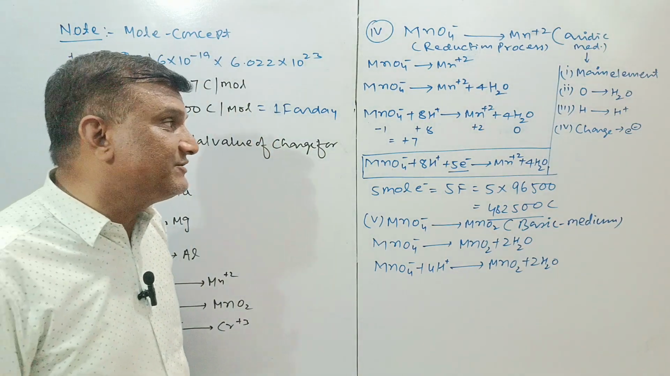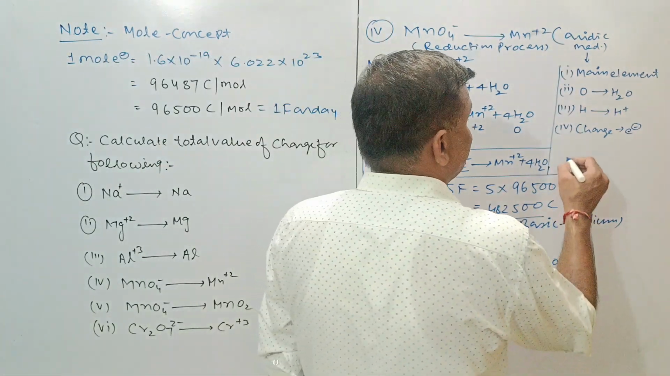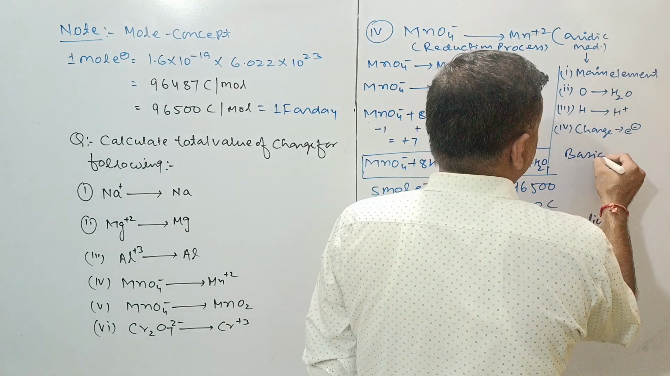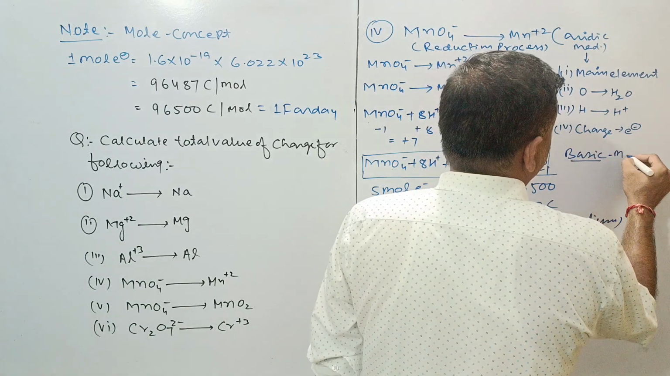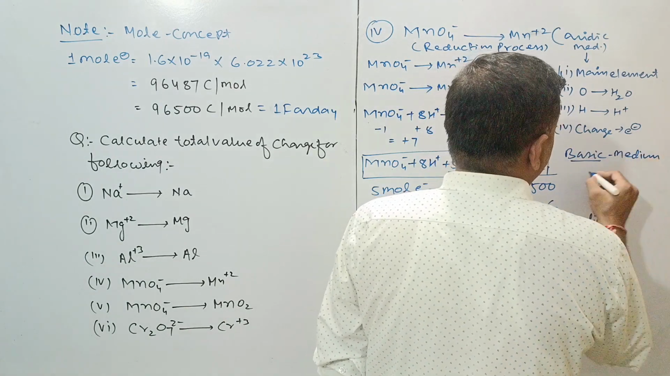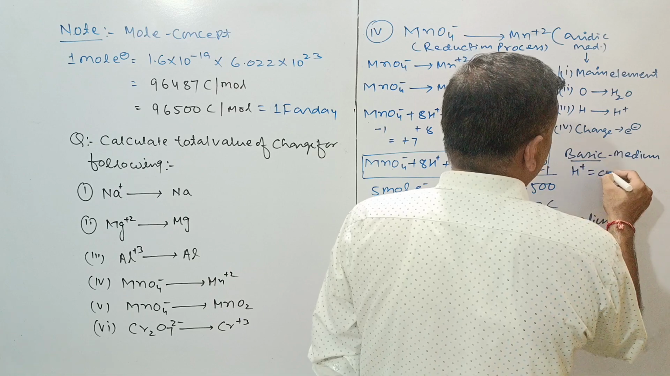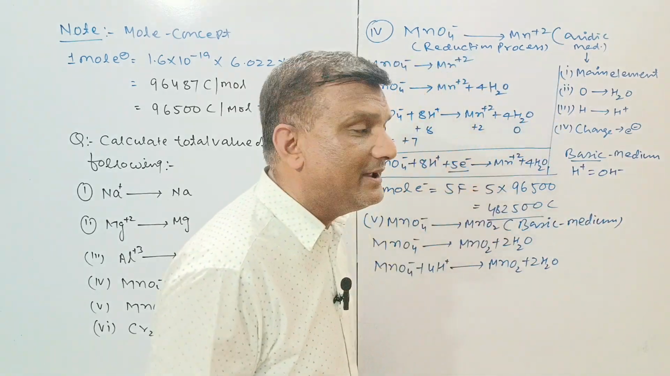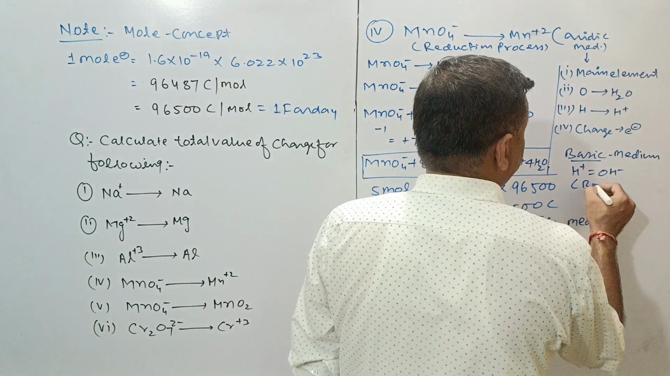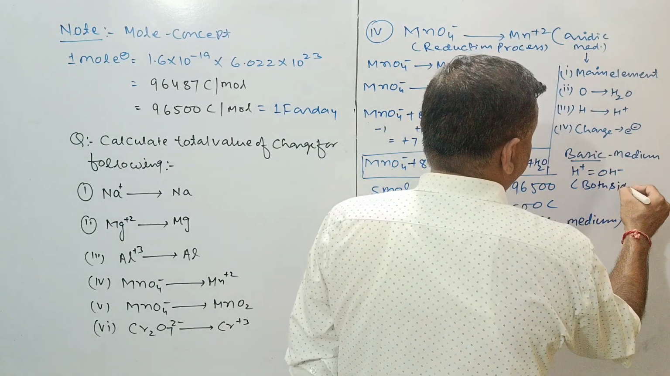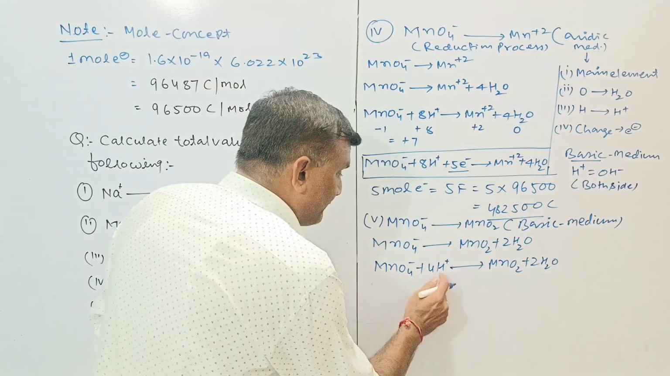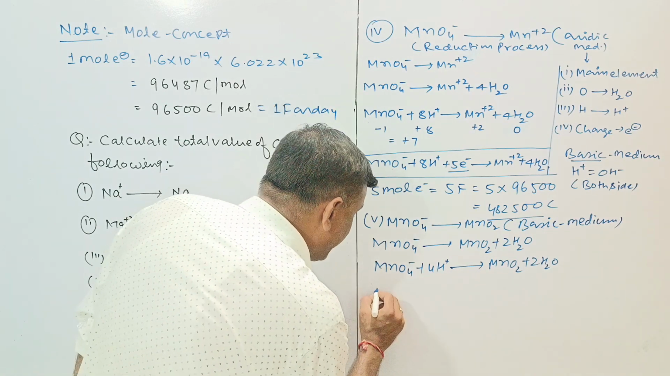This was about the balancing of hydrogen. If we go with the basic medium, it's a slight change. बेसिक मीडियम में आपने जितना H प्लस यूज किया है उतना OH माइनस दोनों तरफ यूज करना है, इन बोथ साइड. सो यहाँ पर्टिकुलर 4H यूज करें, 4OH दोनों तरफ यूज करना है.